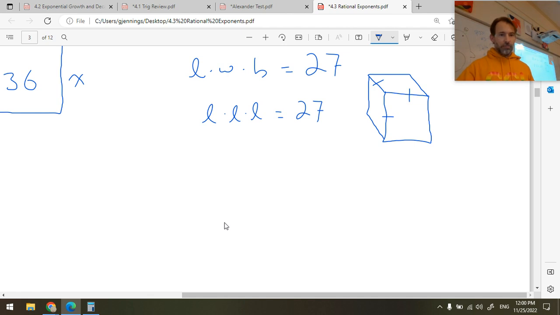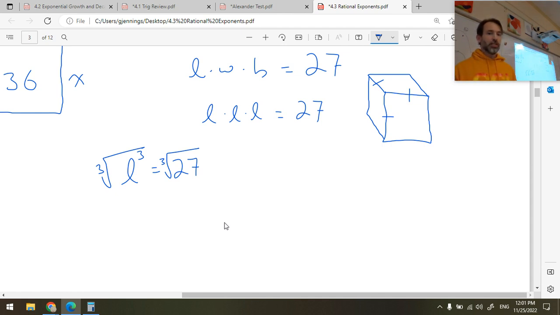One way of doing this, and this is the way most students are comfortable with by this point, is I have length cubed is equal to 27. So instead of taking the square root, we would take the cube root of both sides. The cube root of L cubed is like saying, find me the thing that when multiplied by itself 3 times gives me L cubed. Well, that would be L. In this case, we know L cubed is 27.